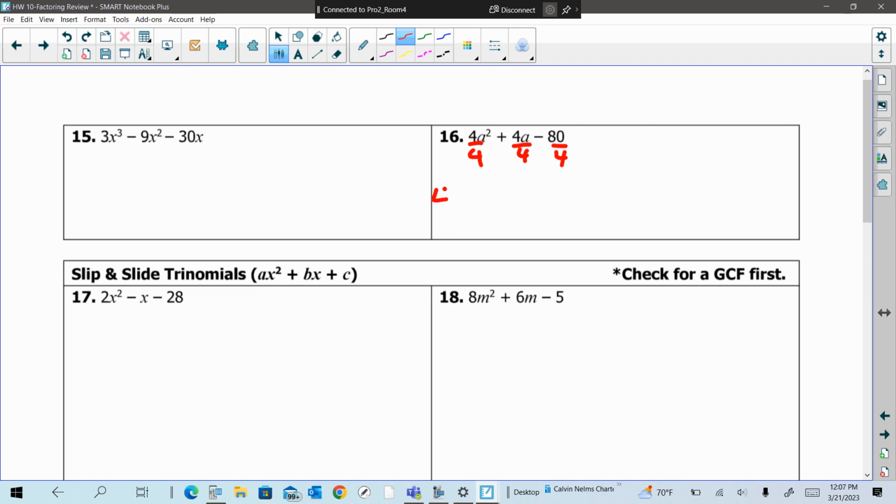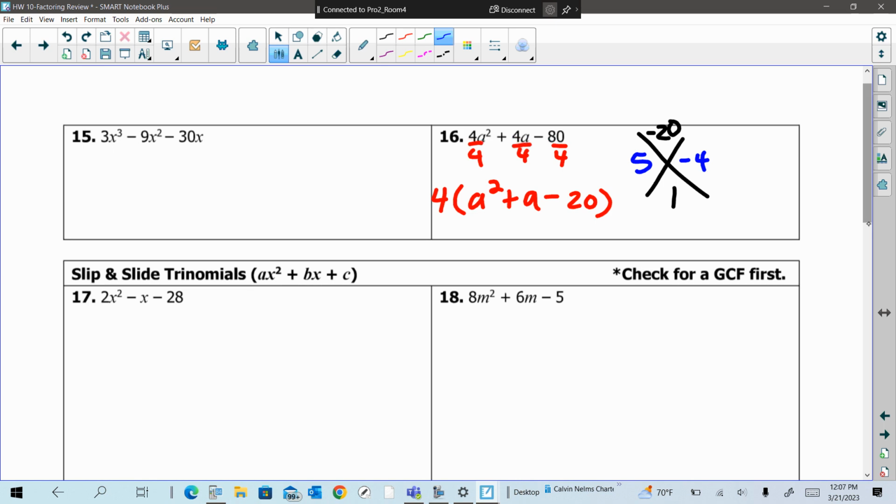So when I keep the 4 on the outside, we have a squared plus a minus 20. And now I can make my puzzle with a negative 20 on top and a positive 1 here. So our factors here would be 5 and a negative 4. So just do the next step after that.